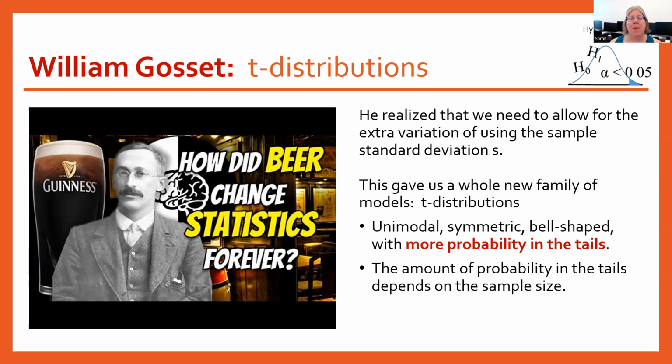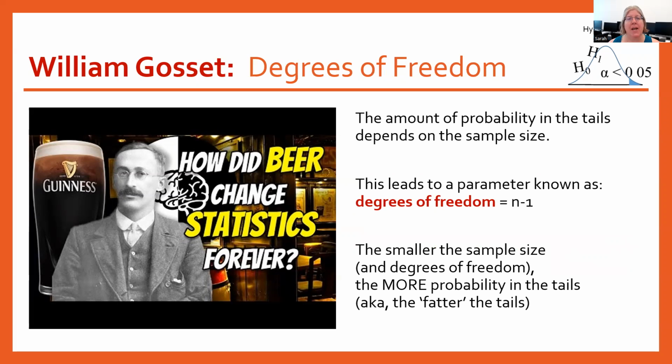It turns out that the amount of probability left in the tails depends on the sample size. So the smaller the sample size, the more probability that's out in the tails. Because of this, we have a new parameter introduced called degrees of freedom. And to get the degrees of freedom, you take the sample size and subtract 1, or it's n minus 1.